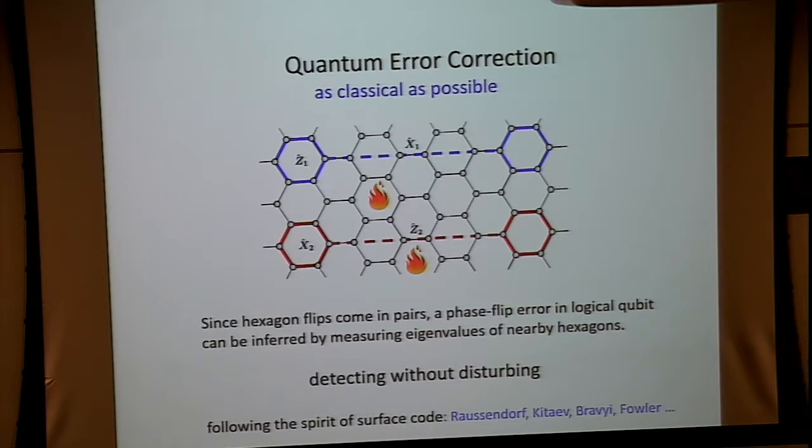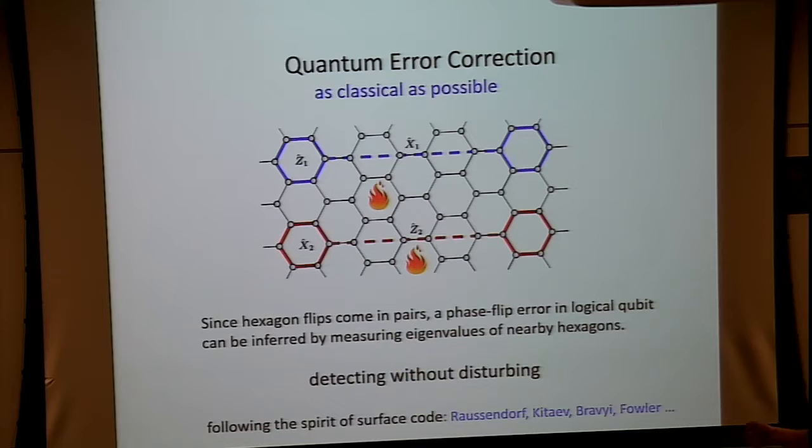Okay, so let me just summarize that. Because the hexagon flips come in pairs, both the bit flip error and the phase flip error in the logical qubits can be inferred by measuring the hexagon eigenvalues in regions near the logical qubits. But we never directly measure the logical qubit itself. So this can be called detecting without disturbing.